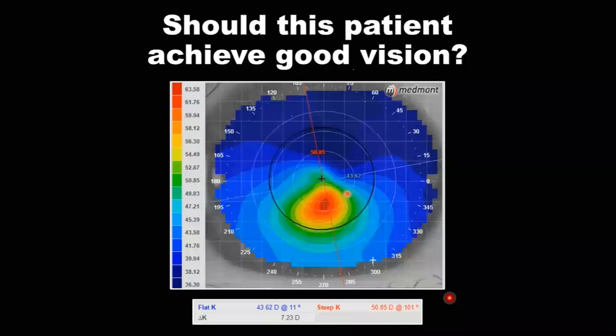Why is it regular? If we see the scales, yes sir, the K value is 63.5. The inferior portion is much steeper.